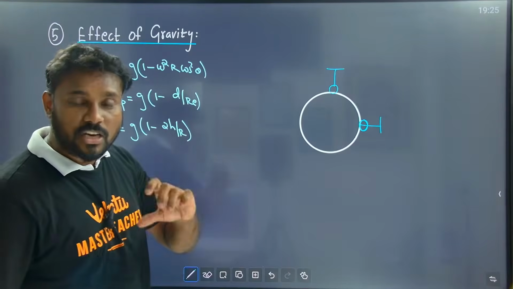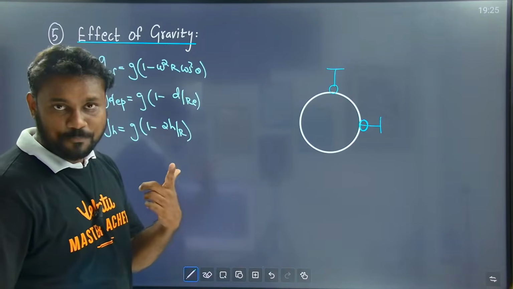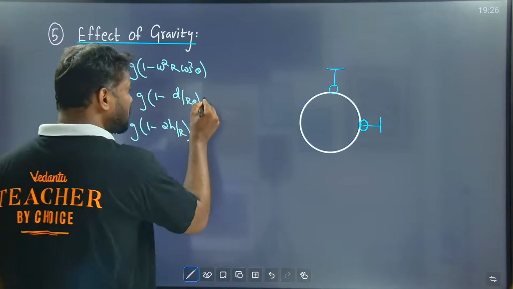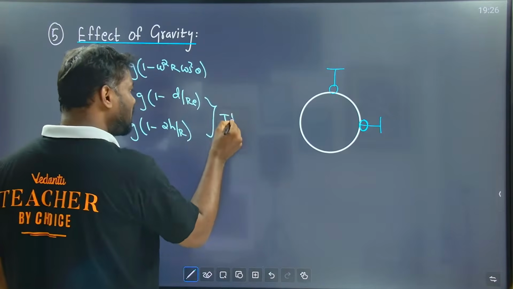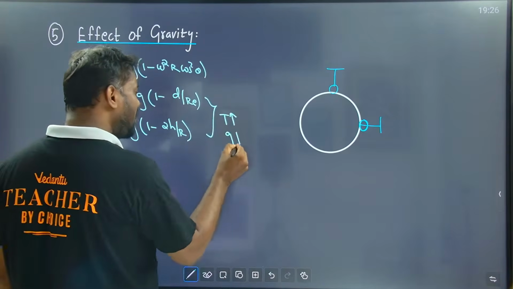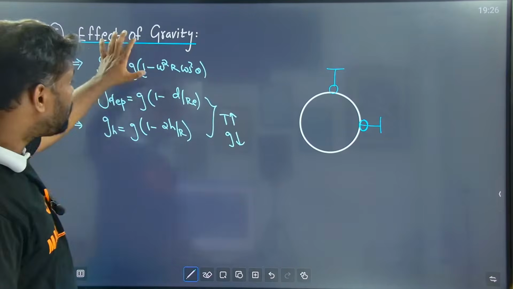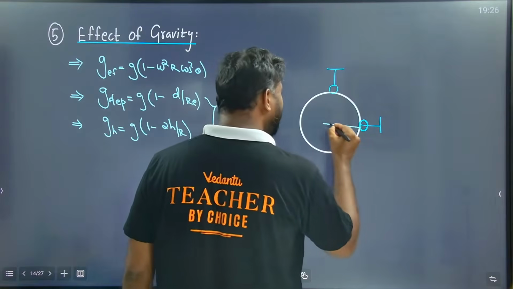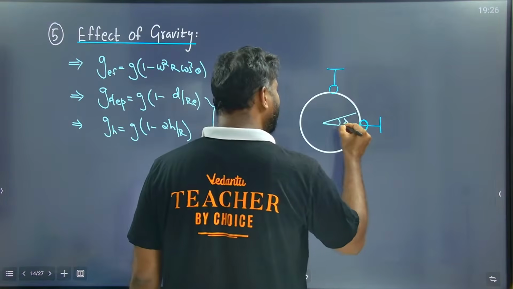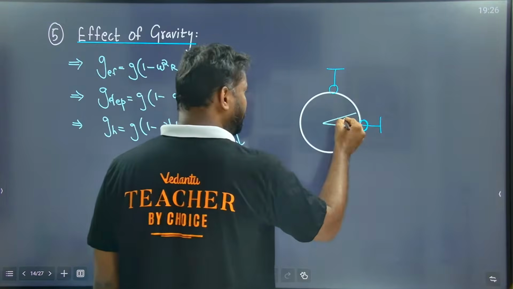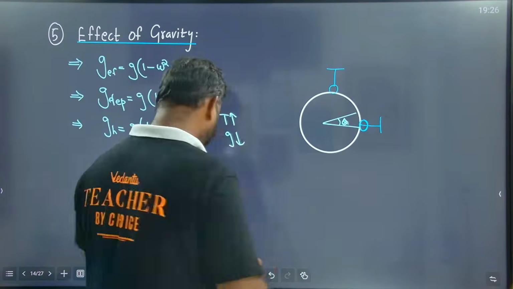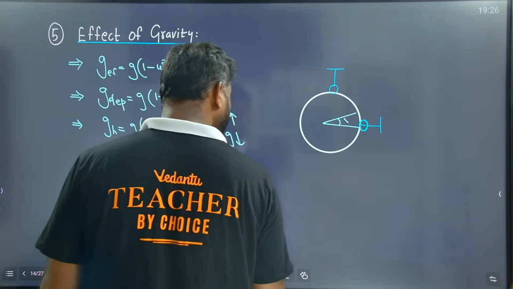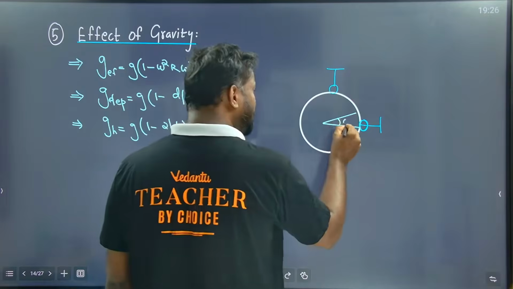Definitely, if I take these two points, the value of g decreases. When the value of g decreases, what happens to the time period? It increases. These are the two cases. So the time period increases because the g value decreases. Now what about this case, it is a very important thing. If I take the angle theta, this is the latitude, lambda. Yes, this is theta.